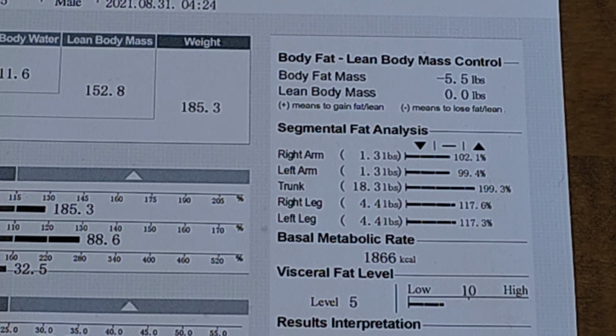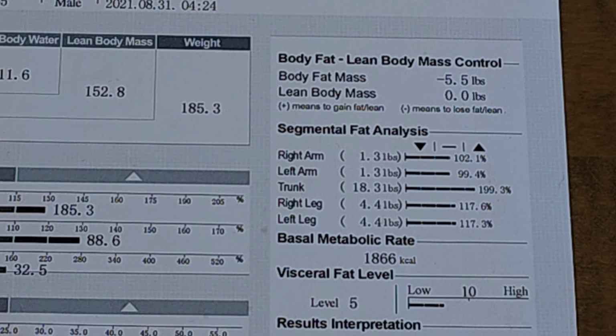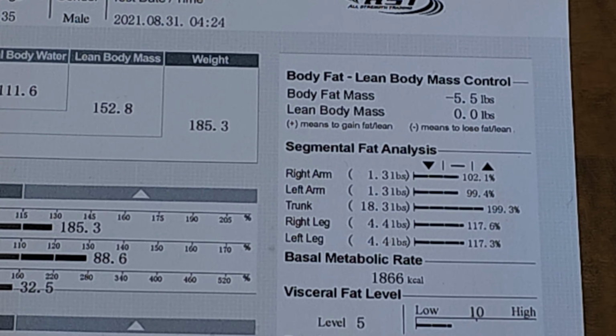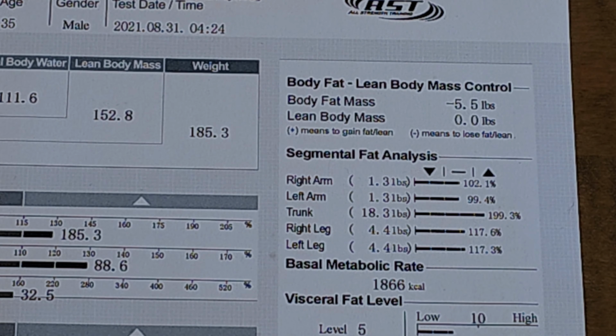Okay, now if we move to the top right of the sheet, the first thing we're going to see is something labeled the control section. So it says body fat and lean mass control. Under that, it's got two numbers. There's a body fat mass number and a lean body mass number. You can see right now, under body fat, it has a negative 5.5 pounds. Under lean body mass, it has nothing.